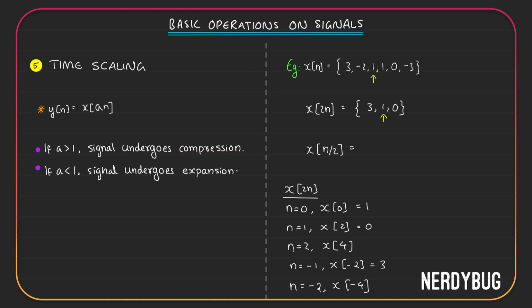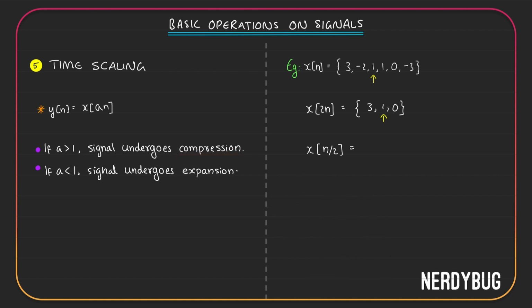Let's try x of n by 2 now. At n equal to 0, I get x of 0 by 2, which is x of 0 itself. At n equals 1, I get x of 0.5, which is non-existing.